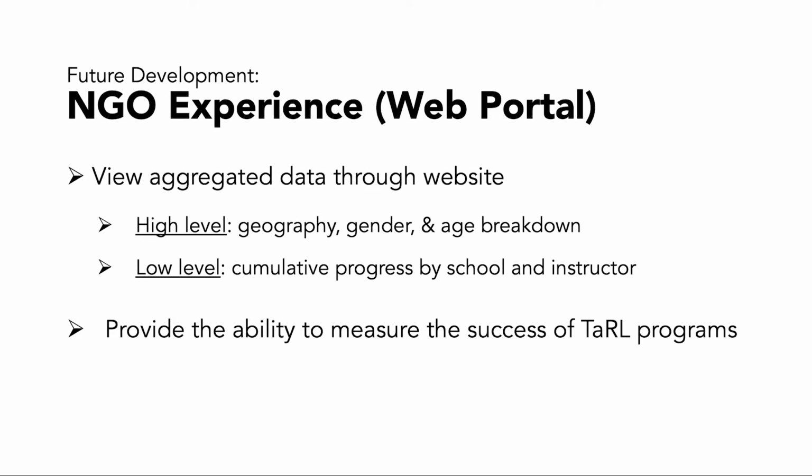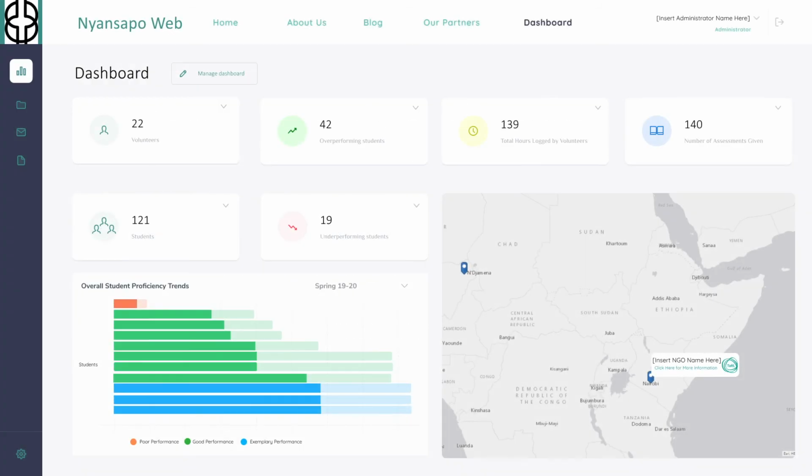Through our web platform, NGOs will have access to data collected from the mobile app. This includes macro data such as progress by geographical region, as well as microdata like school progress or instructor-based statistics. The website is currently under construction as the team gathers input from NGOs and governmental personnel.